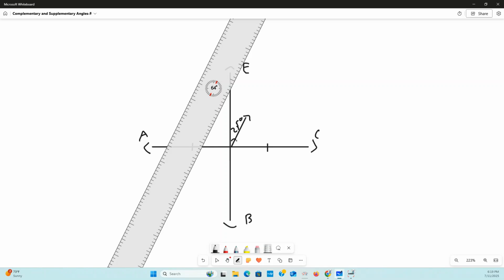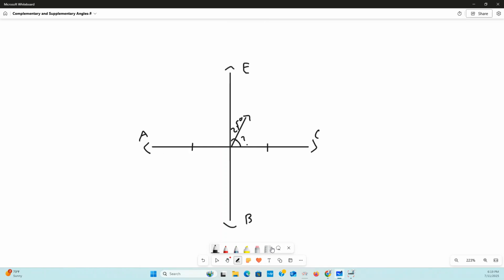But we need to find out how many degrees the missing one is, right? And so how can we do that? We can use the rules of complementary and supplementary angles. But in this case, it would be complementary because when a line is perpendicular to another line, we know the angles between are going to be all equal to 90 degrees. So therefore, we at least know that the angle is 90 degrees.